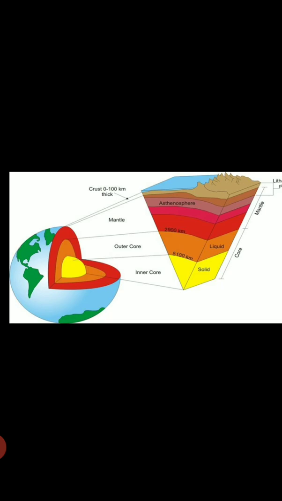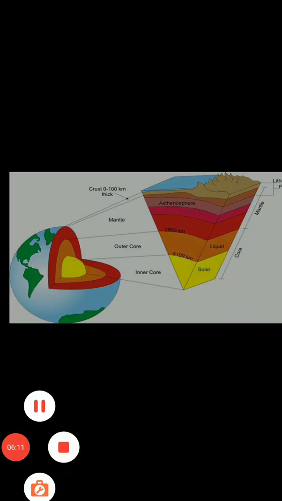If you go into the ocean, there is one layer, which is 5 kilometers. In short, we can say that the crust is made of alumina and silica.